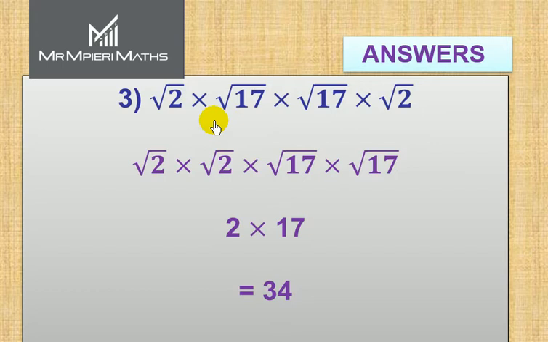The same thing happens with question 3. Tidy them up. Root 2 times root 2, so these two you tidy up. And then root 17 times root 17, you tidy them up. So that becomes 2 times 17, so that gives you 34.